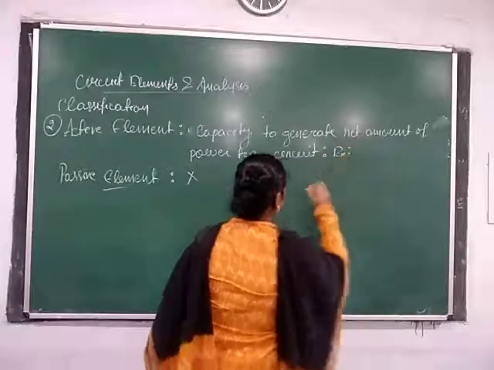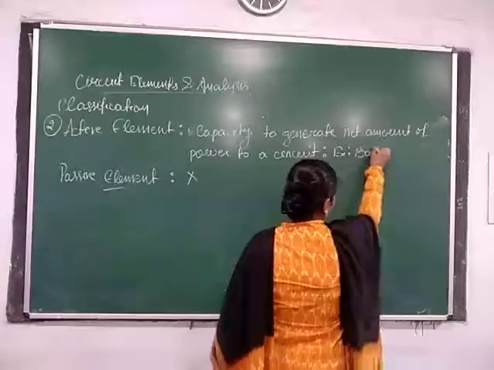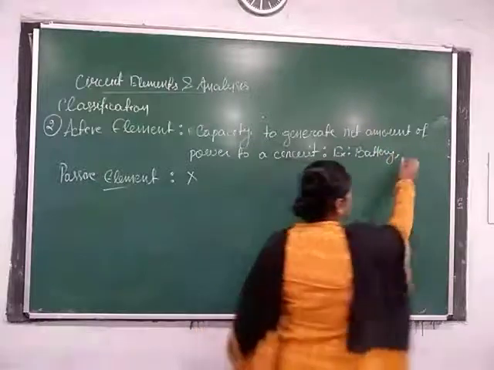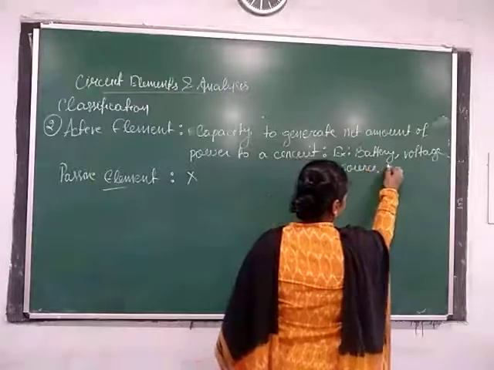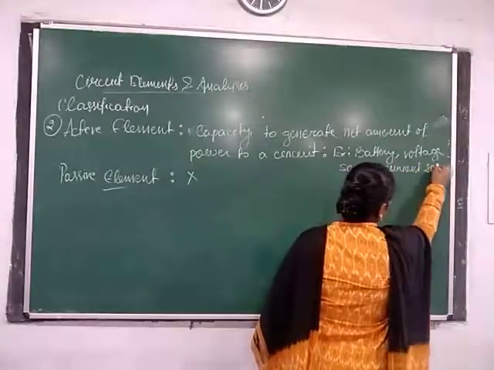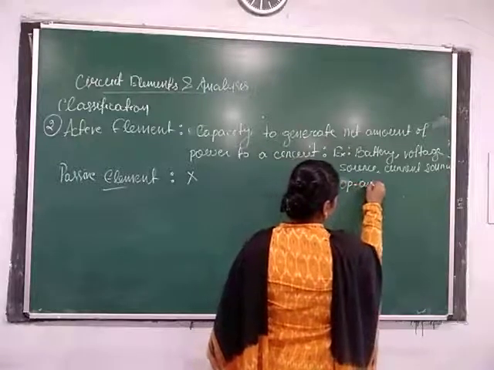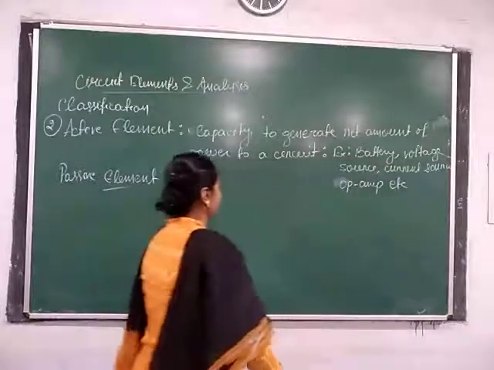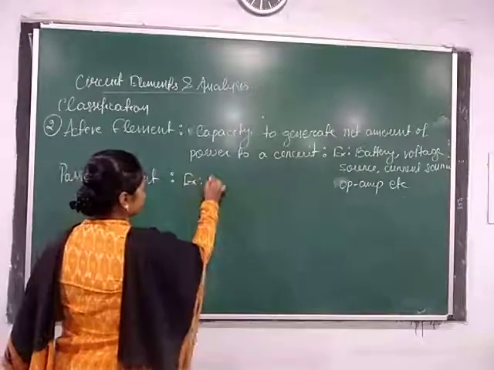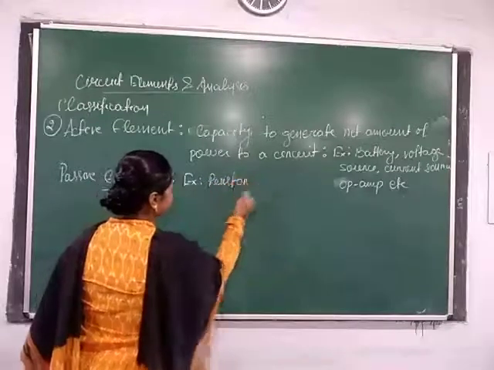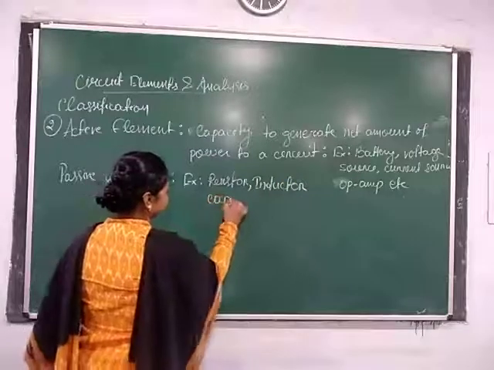The examples of active elements are battery, voltage source, current source, operational amplifier, etc. Passive element examples are resistor, inductor and capacitor.